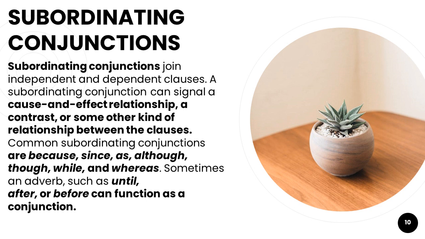So common subordinating conjunctions are because, since, as, although, though, while, and whereas. Sometimes an adverb, such as until, after, or before, can also function as a conjunction. So there are a lot more different examples of subordinating conjunctions. And it was being said here that sometimes it is used in a cause and effect relationship and at the same time in contrasting two different clauses or sentences.